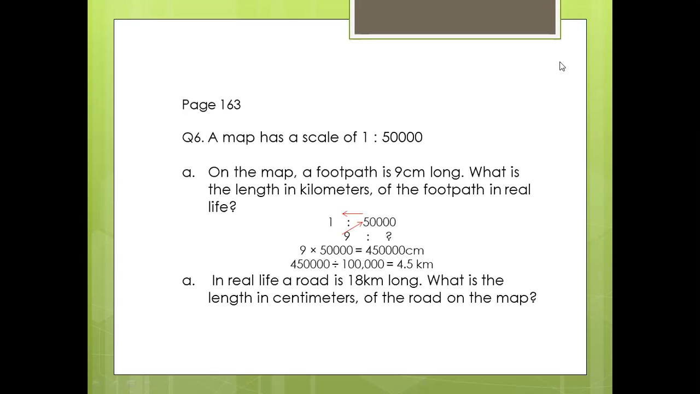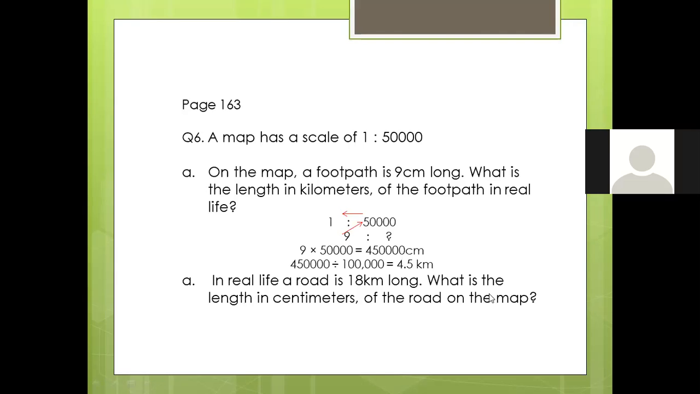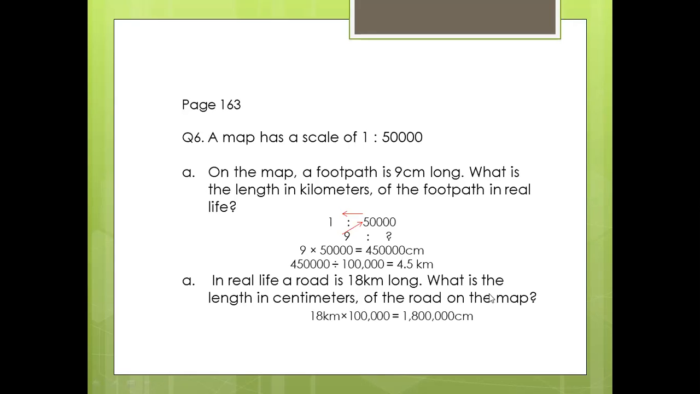Jawad, come on. Yes, we multiply it by 100,000. Because we need to change from what to what? From centimeter to kilometer. So I need to change a kilometer. Okay, sorry, from kilometer to centimeters. So we have 18 kilometers and our unit in centimeters, so we multiply by 100,000. Now we have 1,800,000 centimeters in real life.